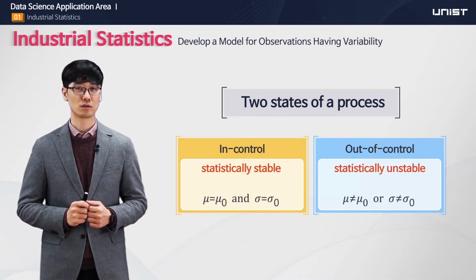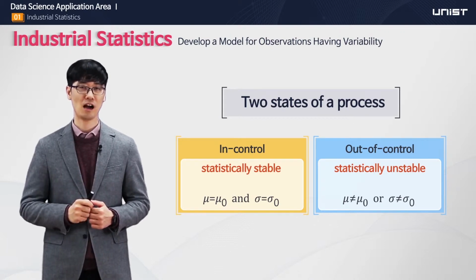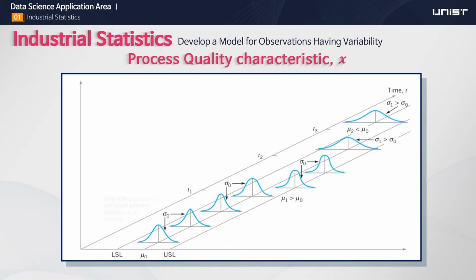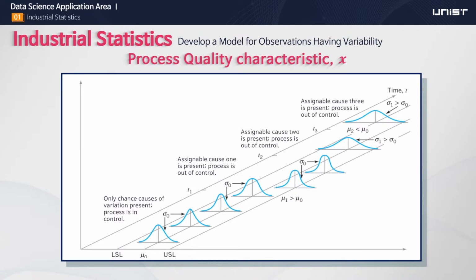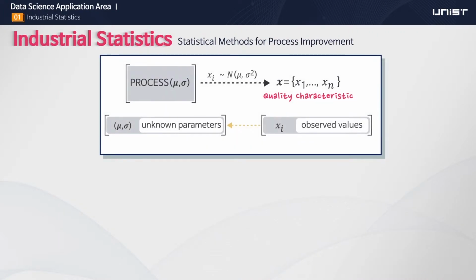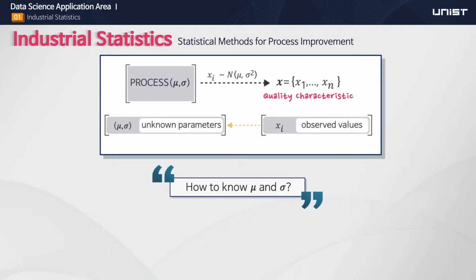This is a statistically unstable state. When the process is out of control, we say assignable causes are present, and these causes are responsible for the process changes. For example, this figure shows many potential abnormal scenarios under normality assumptions. There could be an assignable cause which increases the level of outcomes, increases the variability of outcomes, or both. To figure out what the current state of the process is, we need to know the mu and sigma. The question is how to know mu and sigma.